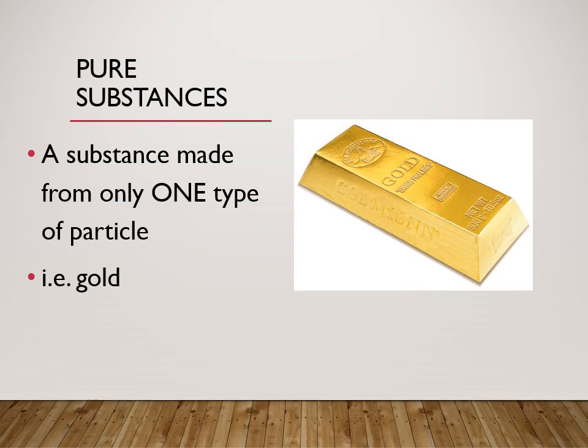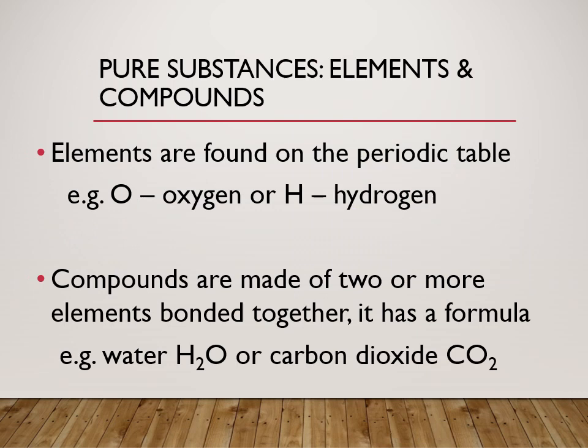So we can divide matter into pure substances or mixtures. A pure substance is made up of only one type of particle or atom. For example, pure gold would be made up of only gold atoms. Pure substances can be further broken down into either elements or compounds. Elements are found on the periodic table. If it's not on the periodic table, it's not an element. O for oxygen or H for hydrogen, both of these are found on the periodic table.